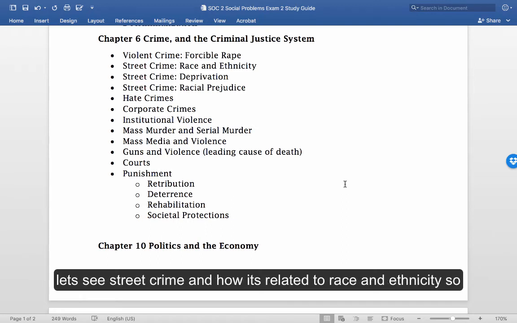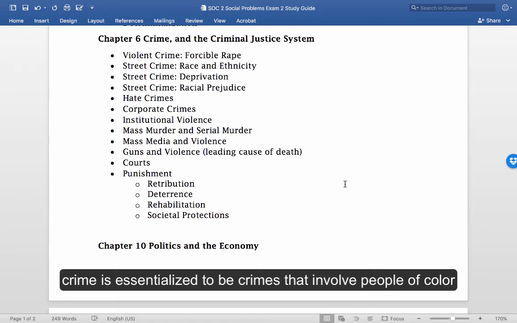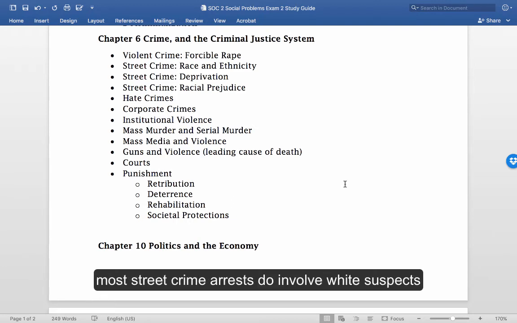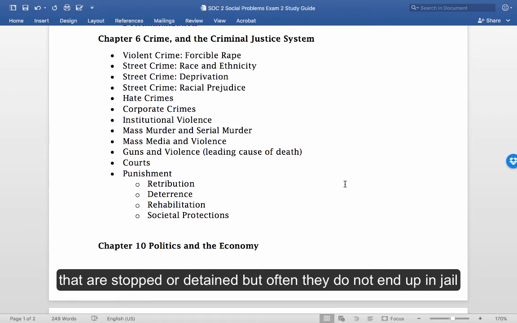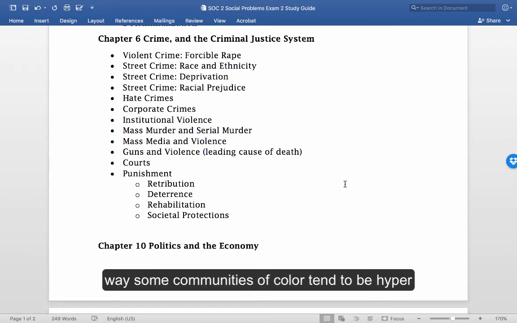Let's see, street crime and how it's related to race and ethnicity. This idea that, as much as street crime is essentialized to be crimes that involve people of color, most street crime arrests do involve white suspects of some kind. There are a lot of white suspects that are stopped or detained, but often they don't end up in jail or prosecuted by district attorneys in the same way.